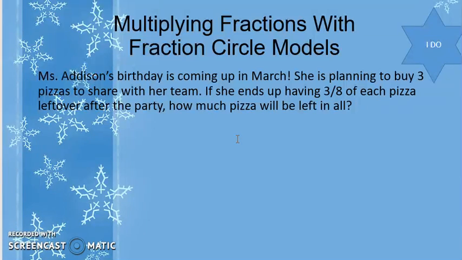All right, now let's move on to multiplying with a fraction circle model. And we have Miss Addison's birthday is coming up in March. It really is. And she is planning to buy 3 pizzas to share with her team. If she ends up having 3/8 of each pizza left over after the party, how much pizza will be left in all?